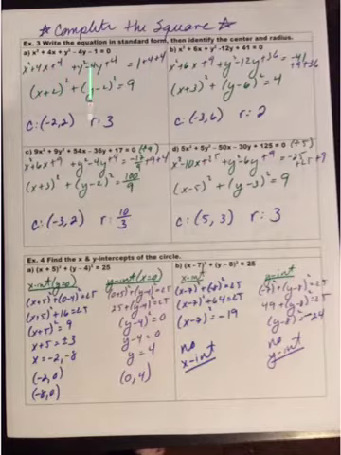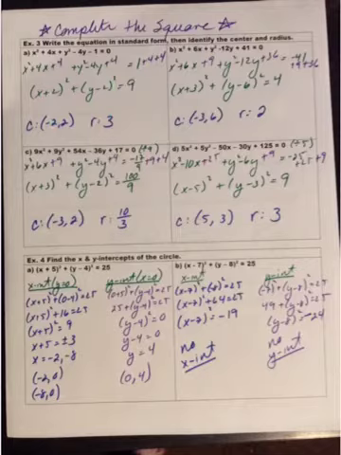I do the same thing here. Half of 4 is 2, 2 squared is 4. But if you add it to the left, then you have to add it to the right. These are now perfect square trinomials, so I can factor them. What multiplies to 4 and adds to 4? 2 and 2. So we get x plus 2 quantity squared. What multiplies to 4 and adds to negative 4? Negative 2 and negative 2. So y minus 2 quantity squared.